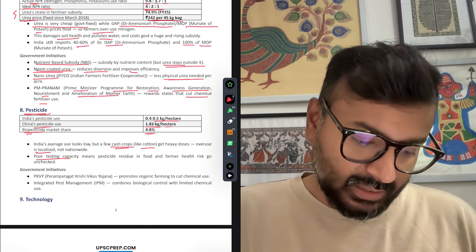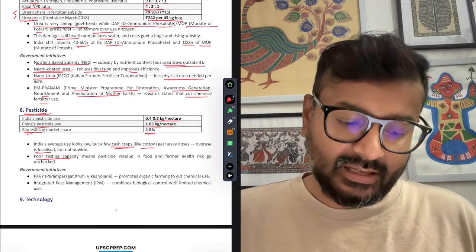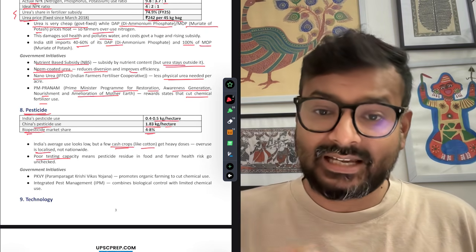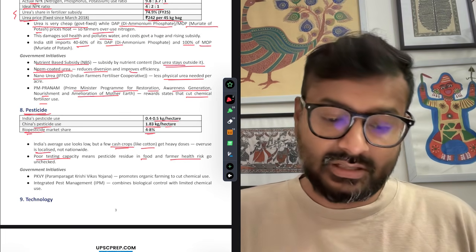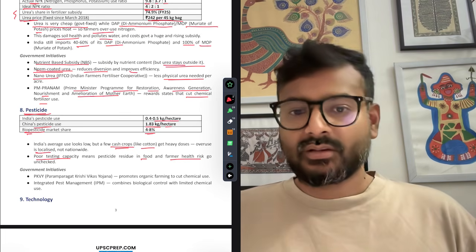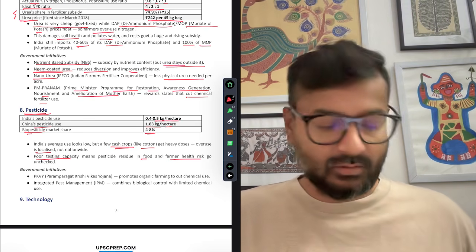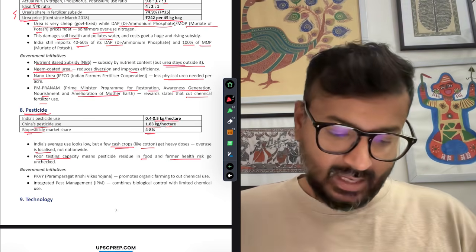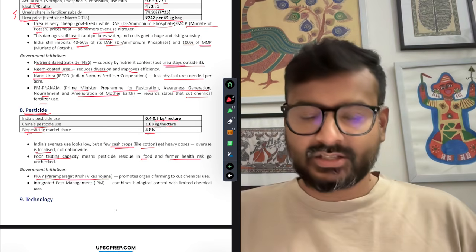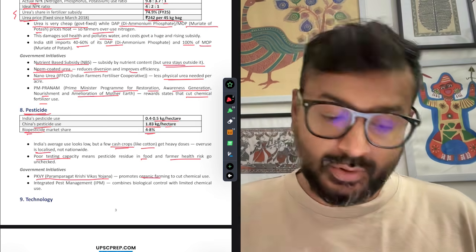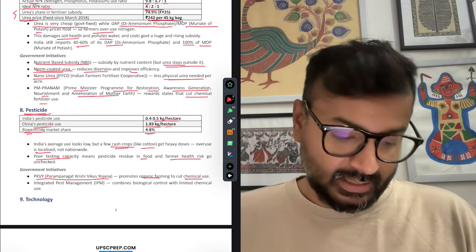Okay. Now there is poor testing capacity in India, and therefore sometimes pesticide residue enters the food chain through food, and it is also a risk to farmers. Okay. So if the use of pesticide is unchecked, it can also affect the health of farmers. What are the government initiatives here? There is Paramparagat Krishi Vikas Yojana, where the government is promoting organic farming and cutting down use of chemical pesticides.